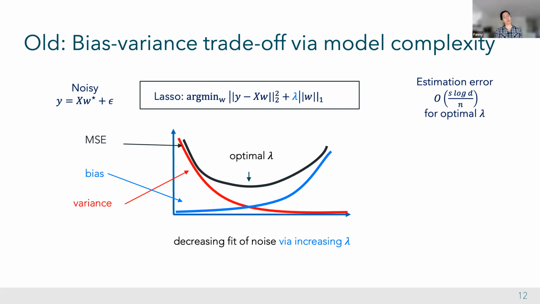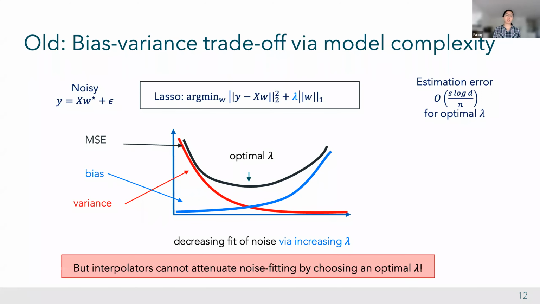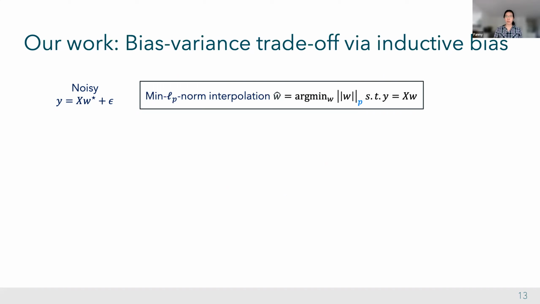So this is the story for regularized estimators, but interpolators don't have the flexibility to vary lambda because they're forced to fit perfectly y equal to Xw, right? So they cannot attenuate noise by choosing some optimal lambda. Instead, the interpolators are equivalent to taking lambda in the limit to 0. So in that case, we are forced to have something like this instead. So if you just took the L1 and let lambda go to 0 in the lasso, you would get basis pursuit.